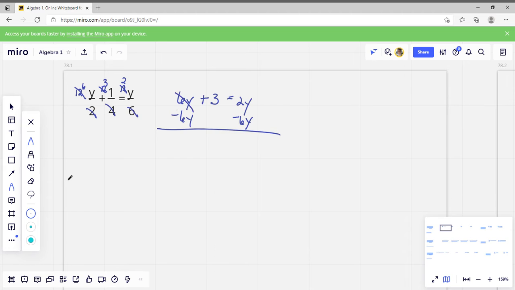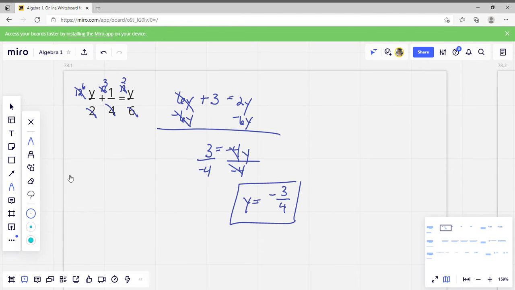Now that's not a fraction anymore. And we just divide by -4. And we get y equals -3/4. Alright, let's try another one.